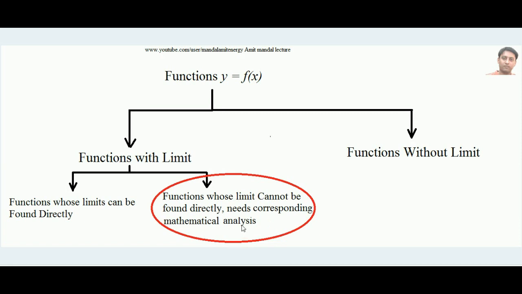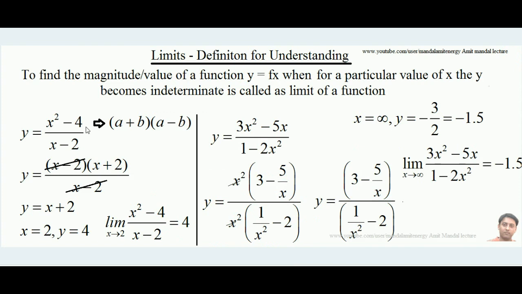In case y = f(x) and you put some value of x and you get an indeterminate form, in those cases, how to find the limit? For this purpose, the exercise of mathematics is done to find the limit of that particular function. So now I am taking back the same function: y = (x² − 4) upon (x − 2). By keeping x = 2, we get 0 by 0 form. Now for the same function, some mathematics we have to do.